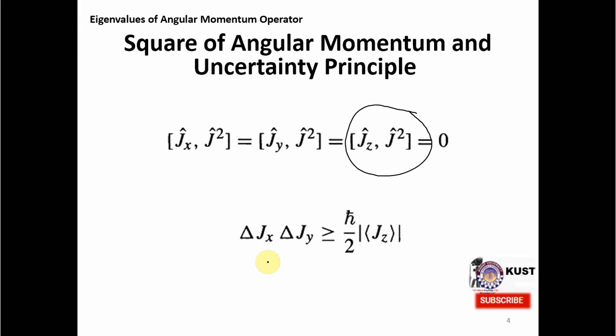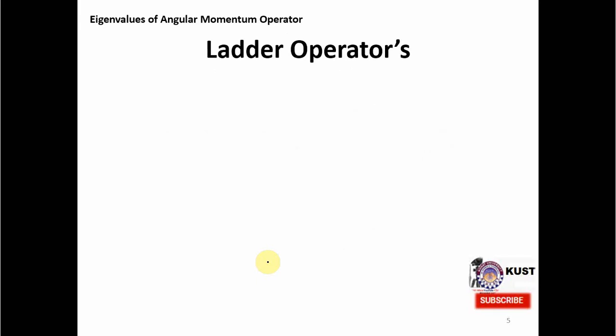After having this information, this was the first part of the lecture. In the second part, we would like to construct some machinery to get the eigenvalues of angular momentum and the square of the angular momentum. So we need certain kinds of equations which will help us in deriving the eigenvalues of J and J square, and we call them ladder operators. So what are the ladder operators?